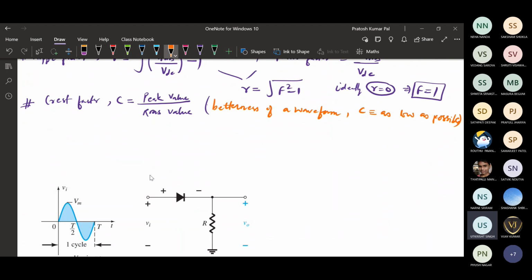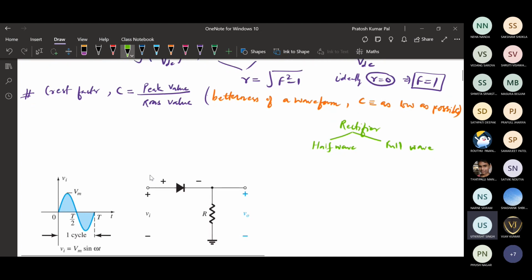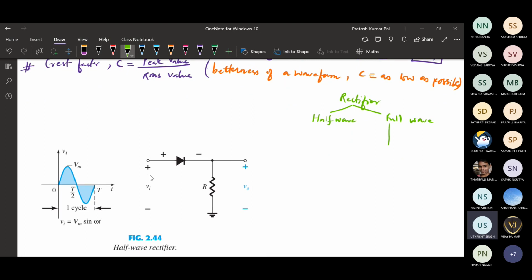So basically the rectifier circuit is divided into two different parts. One is the half wave rectifier, another one is the full wave rectifier. Okay, and this full wave rectifier is further divided into two different types. One is the center tapped full wave rectifier, another one is the bridge full wave rectifier. Okay, so we'll go one by one.